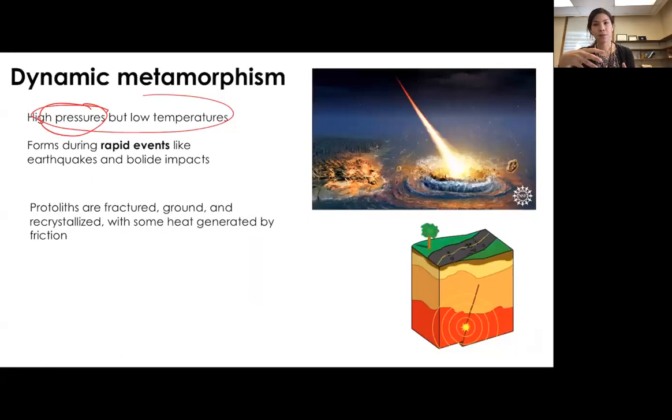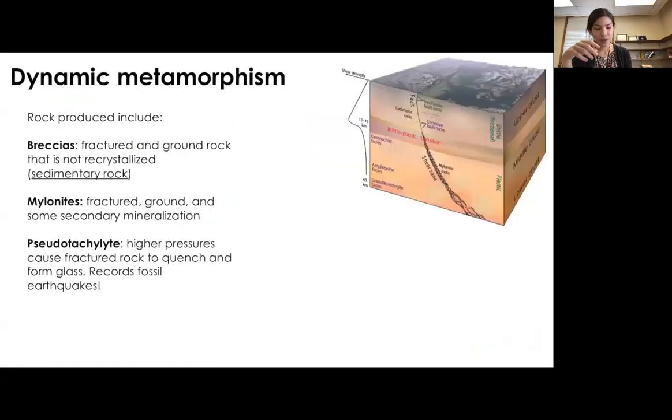In dynamic metamorphism, because of the high pressures, we tend to get a lot of fractured, ground, and recrystallized rocks. There's often some heat generated by friction, but I really want to emphasize that these are kind of messy metamorphic conditions. So the rocks that we get from dynamic metamorphism tend to be pretty messy looking themselves. We get things like breccias, which are rocks that have been fractured and ground. These are actually not a metamorphic rock. They don't undergo quite enough pressure to become metamorphic. They're actually sedimentary, and they would look a lot like a conglomerate, but be composed of material that is very angular instead of smooth.